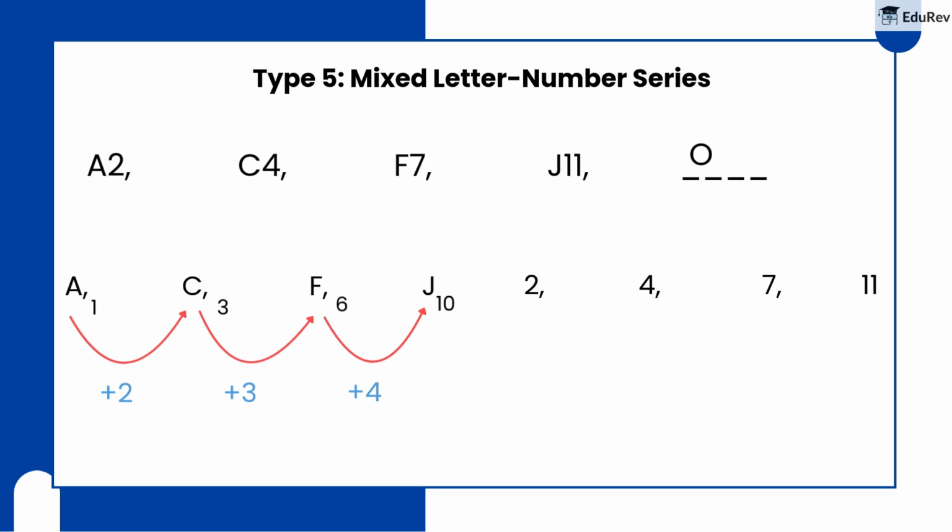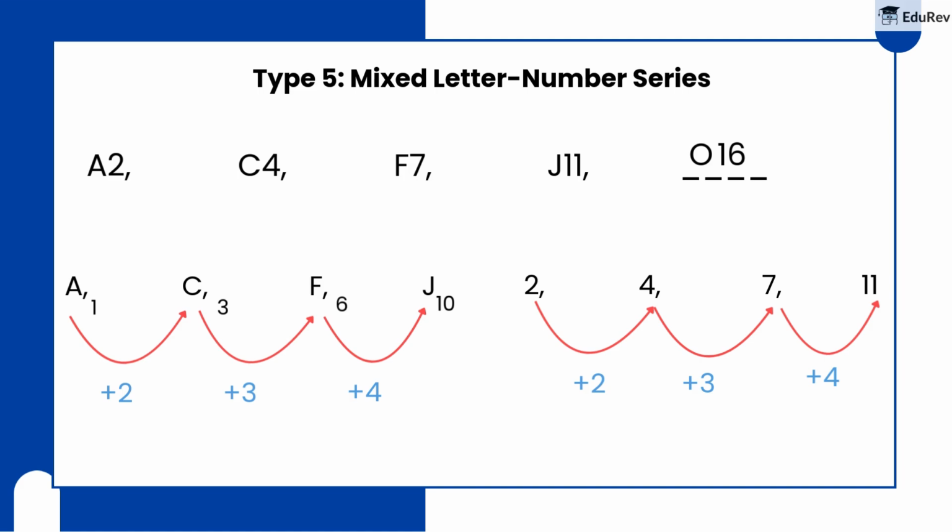Number track: 2, 4, 7, 11. Look at the differences. The pattern of the differences is plus 2, plus 3, plus 4. The next difference must be plus 5. Apply this to the last number. 11 plus 5 equals 16. The next number is 16. Combining the two results, the blank is O16.